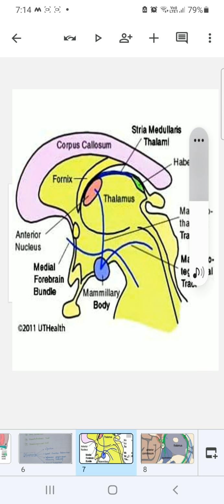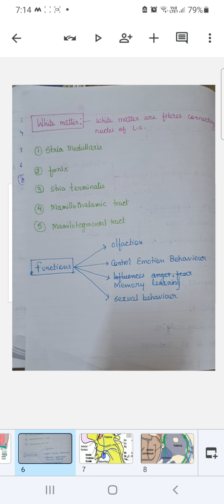Now, what are the functions of this limbic system? Actually, they have certain functions which are controlled by the limbic system. These different gray matter nuclei and this collection of white matter fibers work together and control some functions of the body, and these are known as limbic system functions.